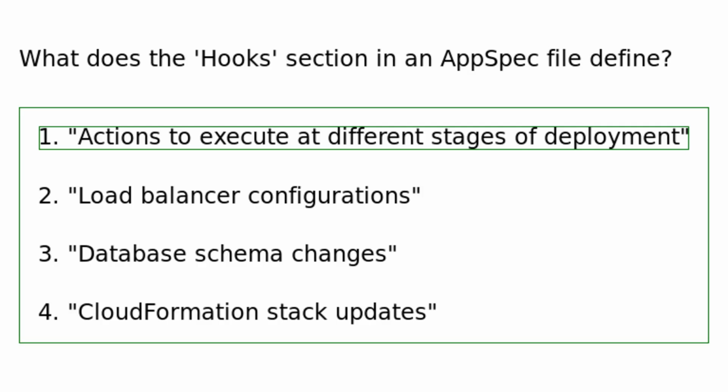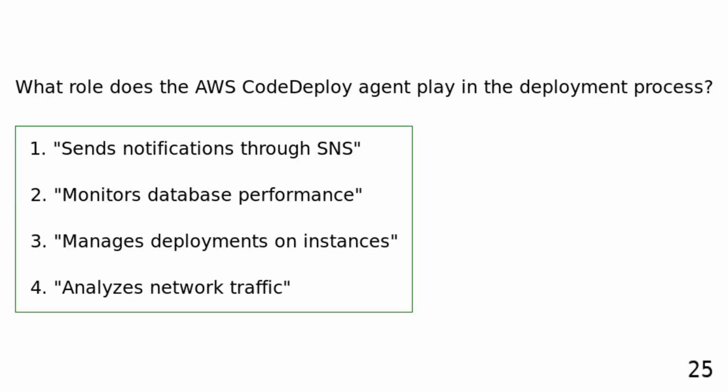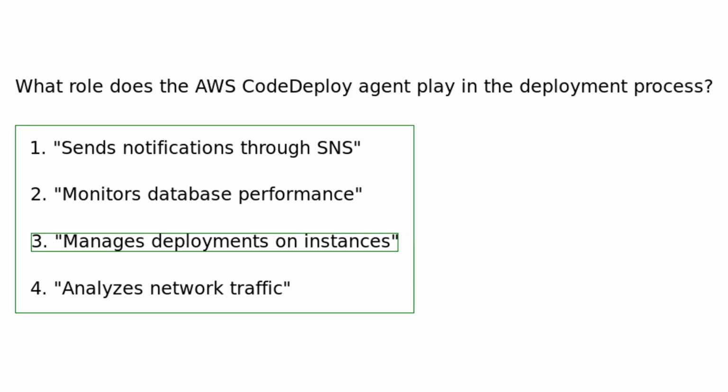What role does the AWS CodeDeploy agent play in the deployment process? Sends notifications through SNS. Monitors database performance. Manages deployments on instances. Analyzes network traffic. The AWS CodeDeploy agent installed on instances manages the deployment process.